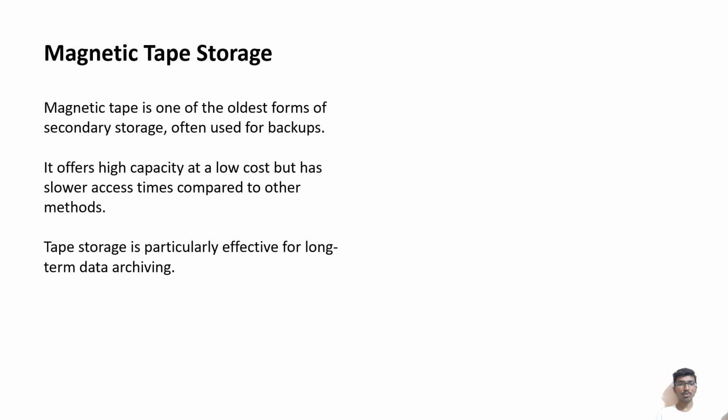Magnetic tape storage. Magnetic tape is one of the oldest forms of secondary storage, often used for backups. It offers high capacity at low cost but has slower access times compared to other methods. Tape storage is particularly effective for long-term archiving.